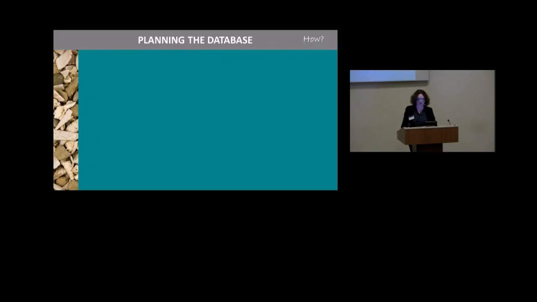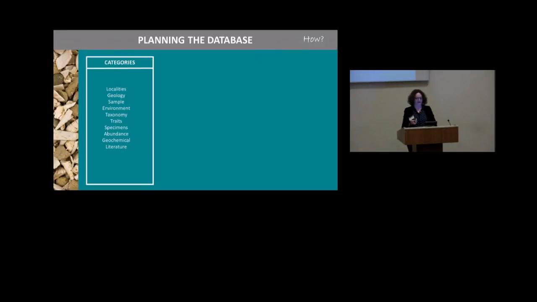abstract knowledge of it. So for our database, the categories that we have are localities, geology, sample, environment, taxonomy, traits, specimens, abundance, geochemical, and references. And for each of these categories, we need to think about which tables are linked with these categories and which information you want to store in each table.